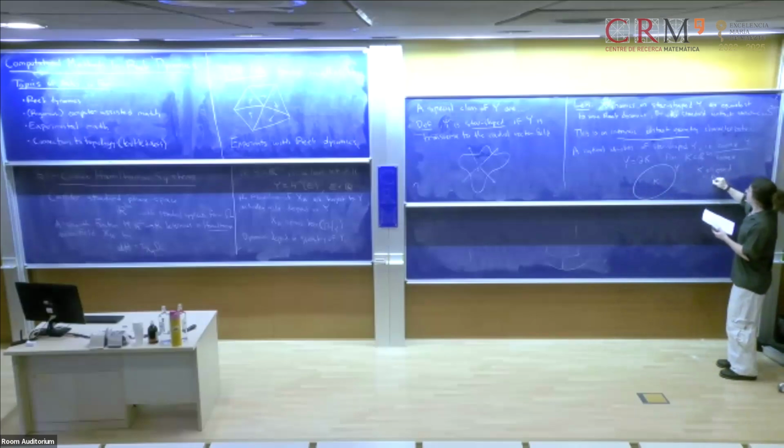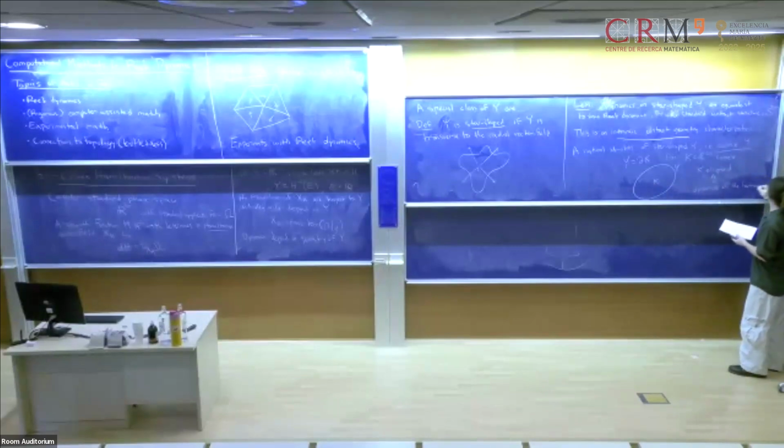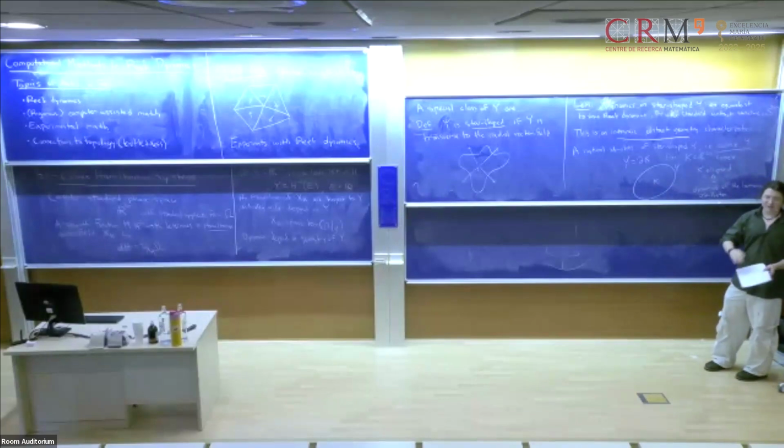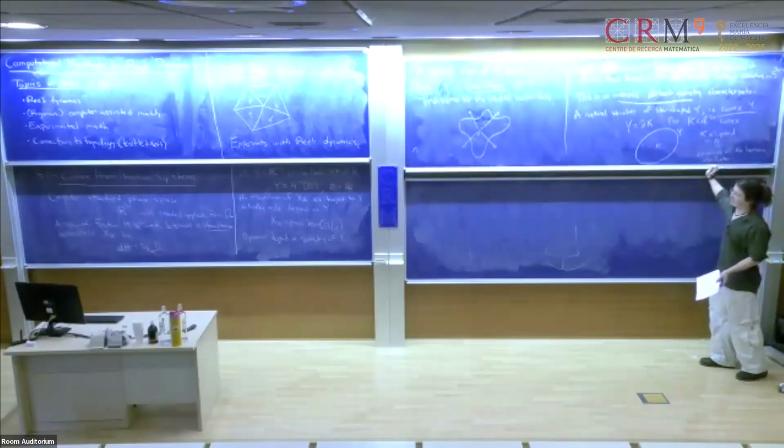And in this case you recover the dynamics of the harmonic oscillator. If I write down the Hamiltonian corresponding to an ellipsoid, it's the harmonic oscillator, which is the standard example in any physics class.